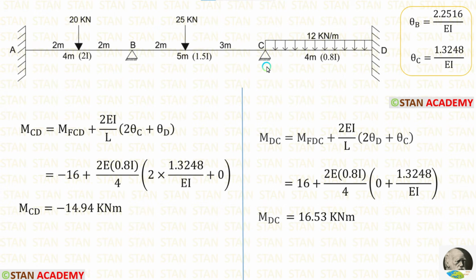Now let us make the slope deflection equations in the span CD. In the span CD, moment of inertia is 0.8I and length is 4 meter. Let us apply in both of the equations. At point D, we have a fixed support. In the fixed support, there will be no slope, so theta D will be 0. After applying the value of theta C in both of the equations, we are getting MCD and MDC.